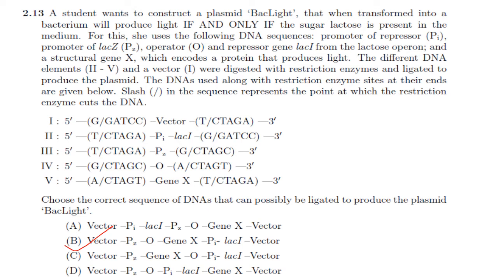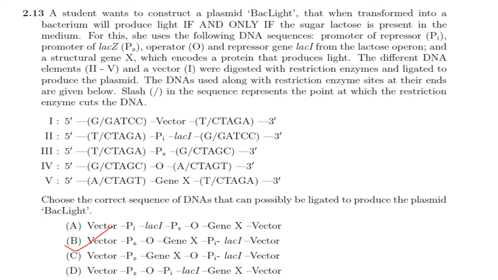Now a student wants to construct a plasmid backlight that will encode the protein that produces light, and she has chosen the elements of the lac operon, or the lactose operon. She has taken the repressor, promoter of LAC-Z, operator, repressor gene LAC-I of the lactose operon, but she has not chosen the structural genes of the lactose operon. In place of the structural gene, she wants to have her own structural gene which encodes the protein that produces light, especially in the presence of the sugar lactose.